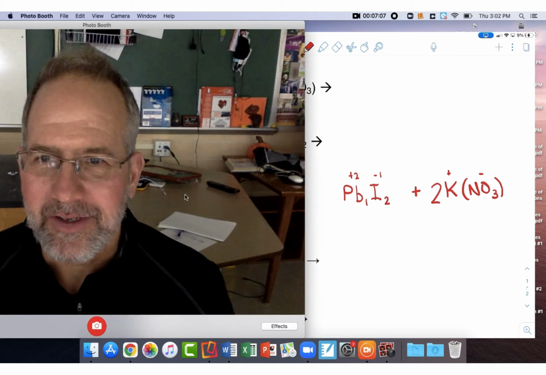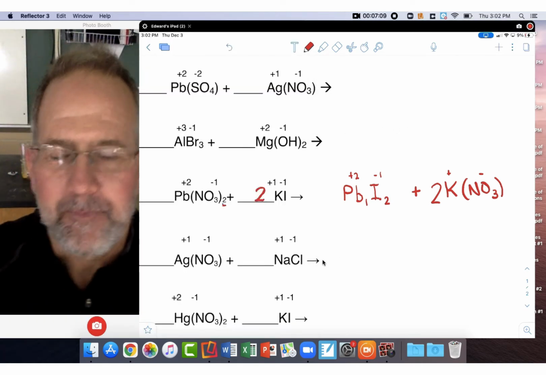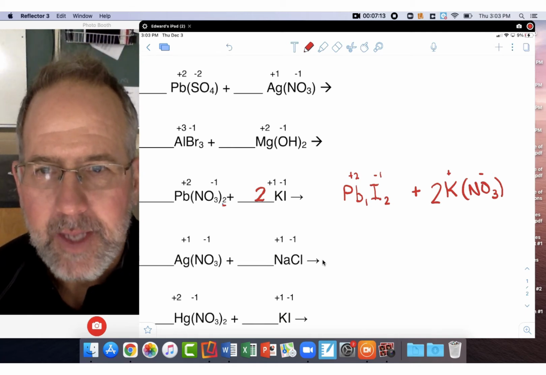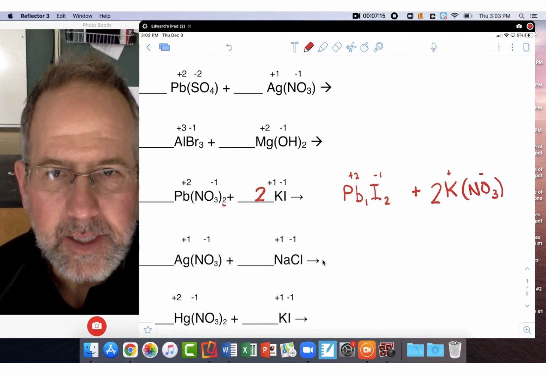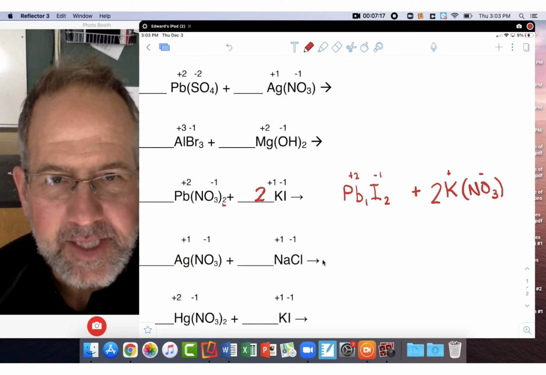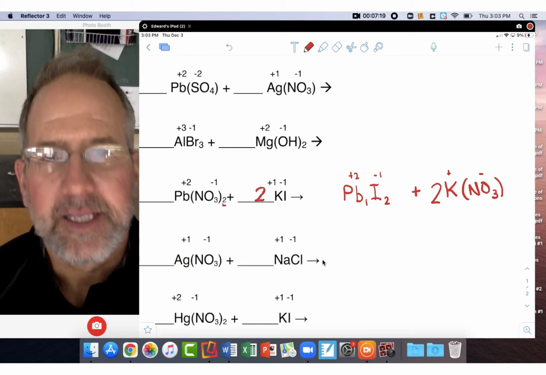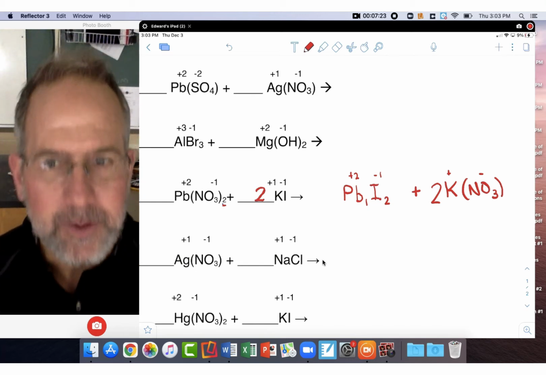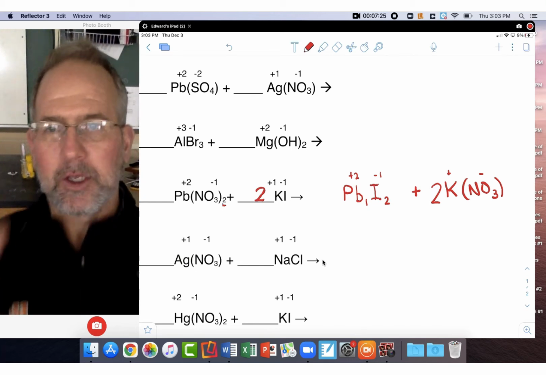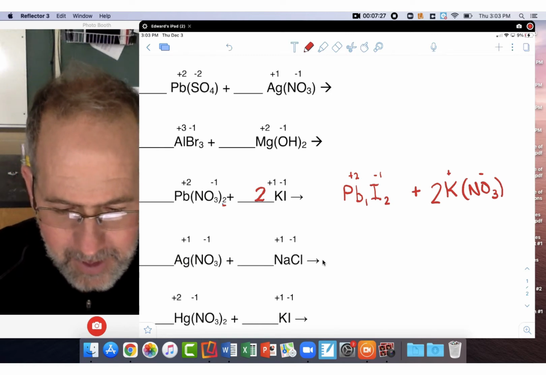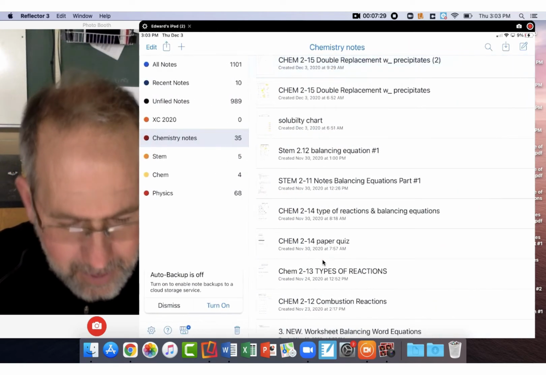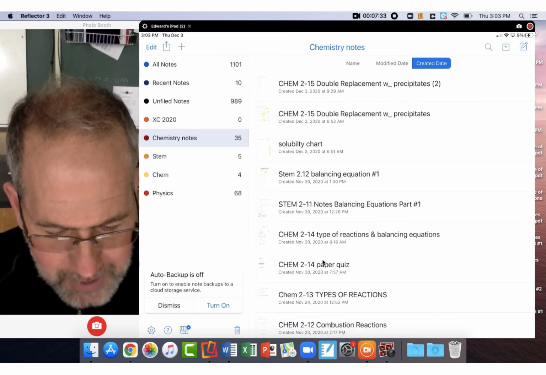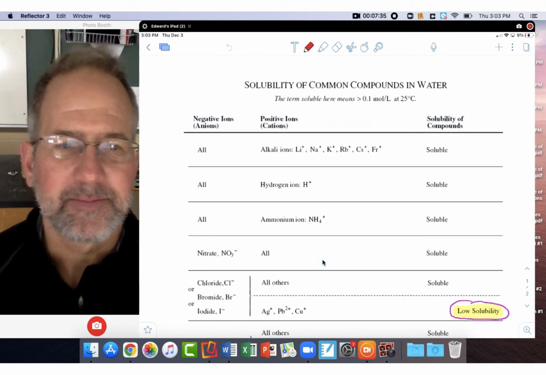I don't know what's going on here, but so we have our equation balanced now. Now, what we're going to do next is we're going to determine which of these things is the precipitate and which is not. And to do this, you need the solubility chart. And the solubility chart is in Schoology. It's called solubility chart, and it looks like this.